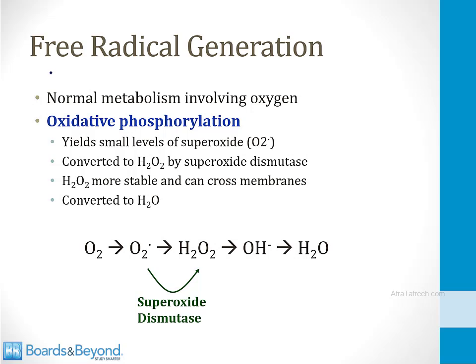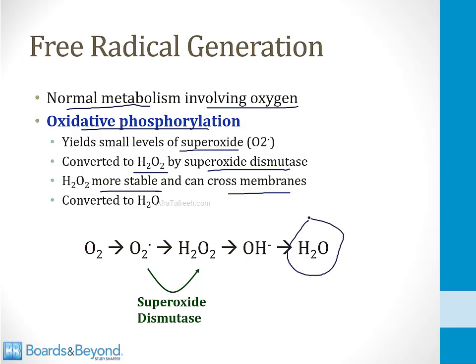Let's talk about some of the ways that free radicals are generated inside our cells under normal conditions. Normal cellular metabolism using oxygen generates small amounts of free radicals. This occurs because oxidative phosphorylation yields small amounts of superoxide. It is quickly converted to hydrogen peroxide, another free radical, by an enzyme called superoxide dismutase. And hydrogen peroxide is more stable and it can cross membranes, and it's ultimately converted to water. So in this method, the normal superoxide ions that are made as part of oxidative phosphorylation are inactivated and converted into water. And this happens as part of normal oxidative phosphorylation. So there's always some of these free radicals inside of cells as this process is ongoing.